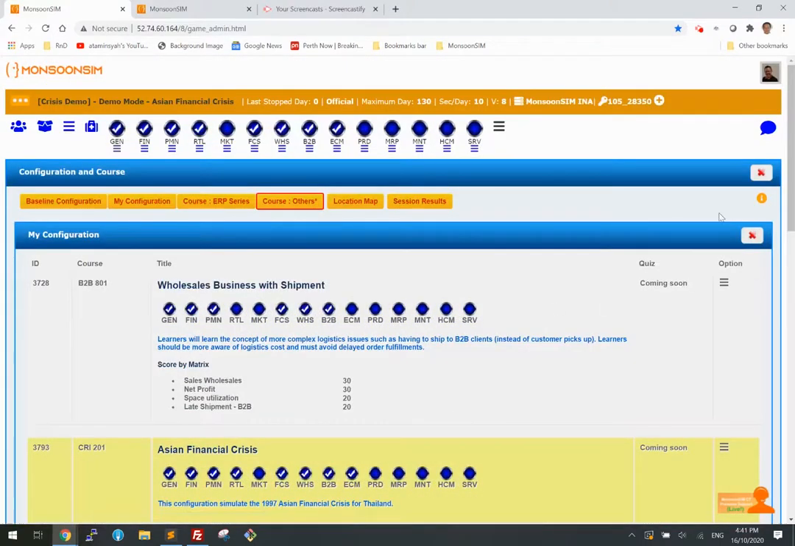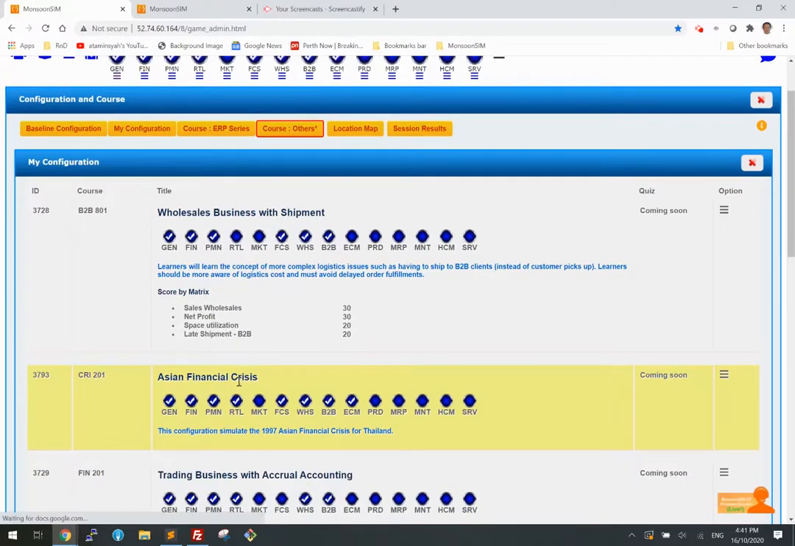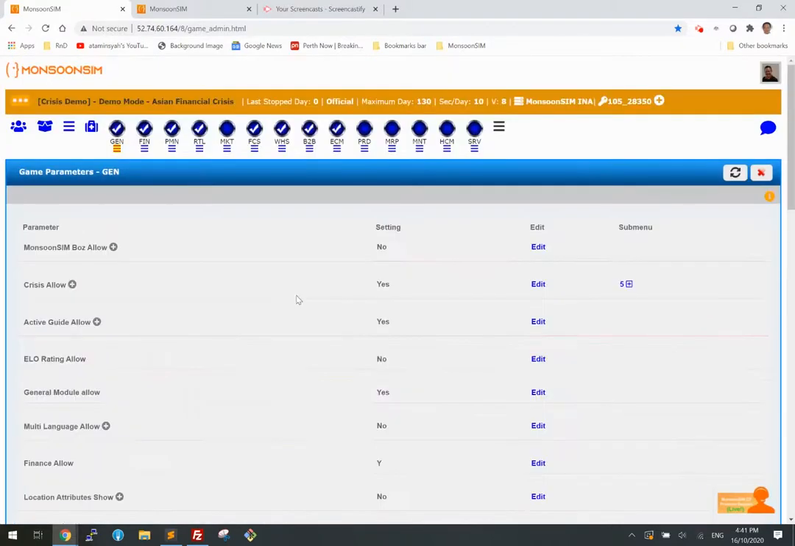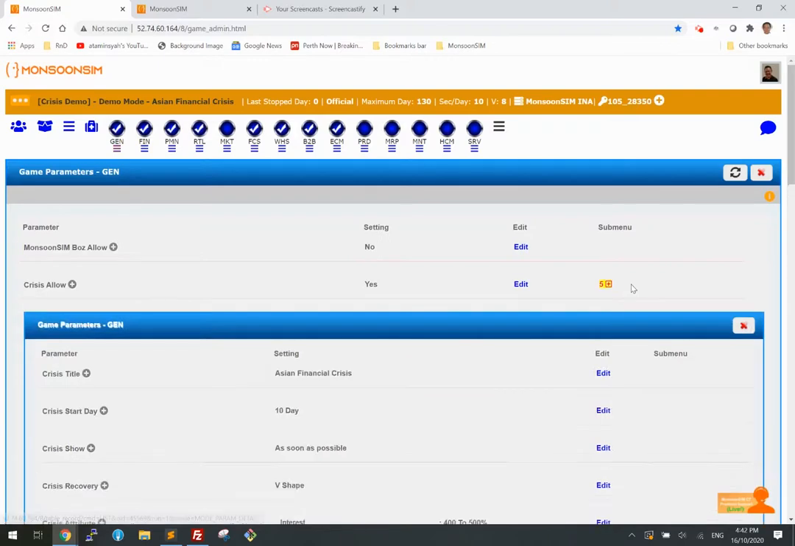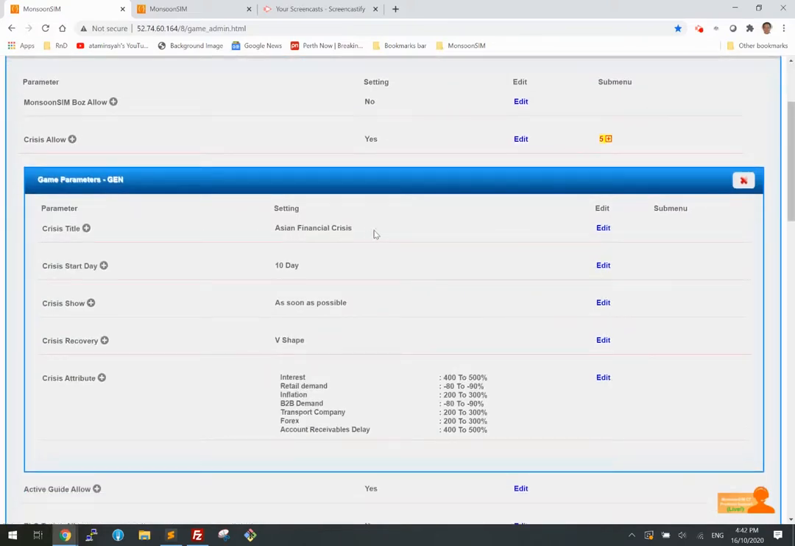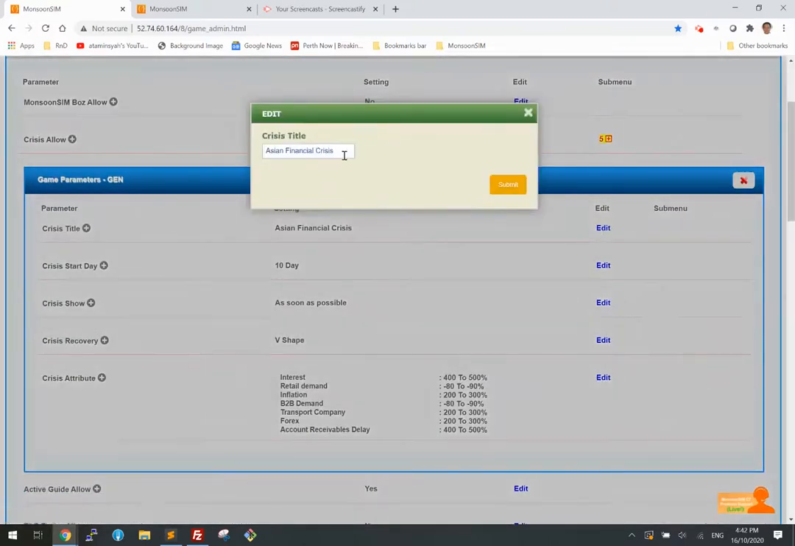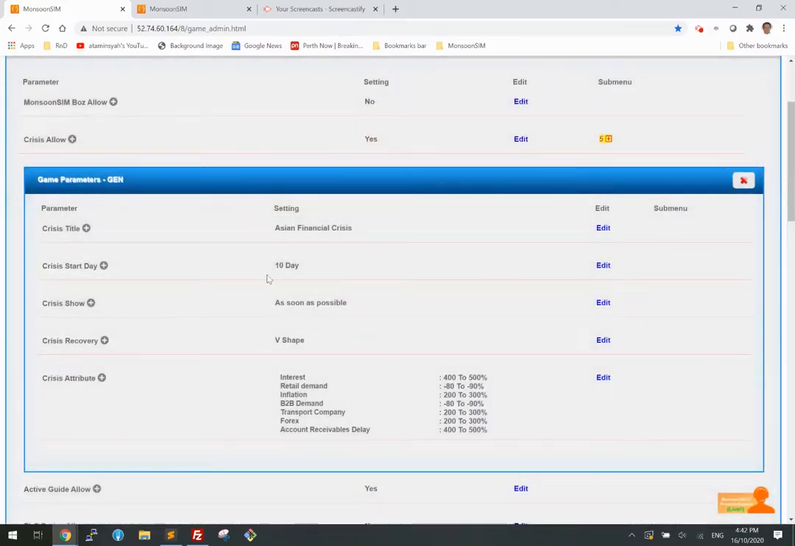So let's see how MonsoonSIM implements this. As you can see, I'm now in the course, and I have selected Asian financial crisis, and I've loaded it. So let's see what settings I have now. First of all, I can see the crisis allow has been set to yes. Good. Looking at the sub-parameters, the crisis title is Asian financial crisis, which I can change to say COVID or global financial crisis, or just a major flood. And the crisis starts on day 10, and the crisis will be shown to the learner as soon as possible.